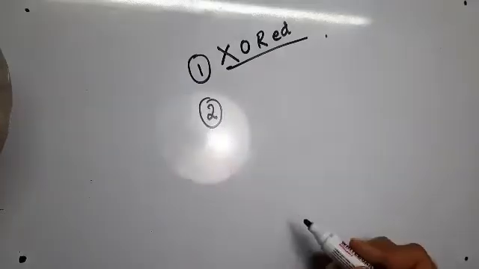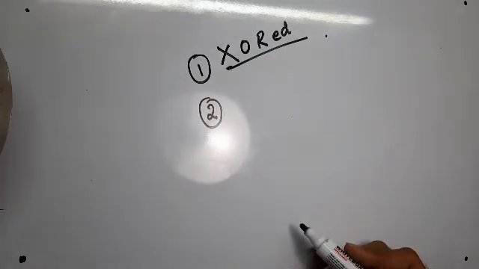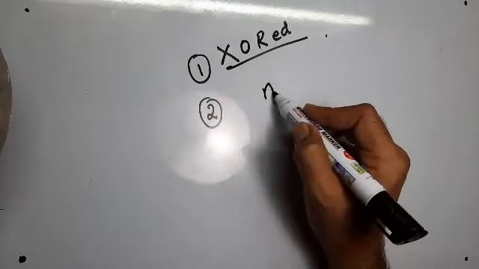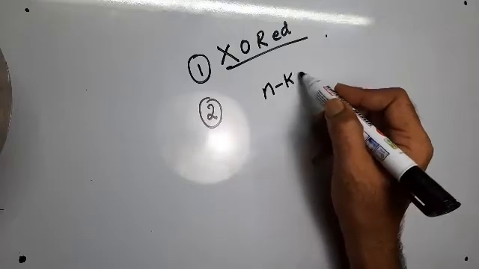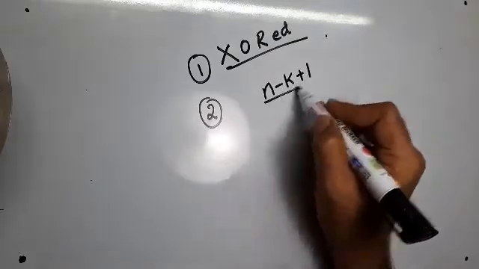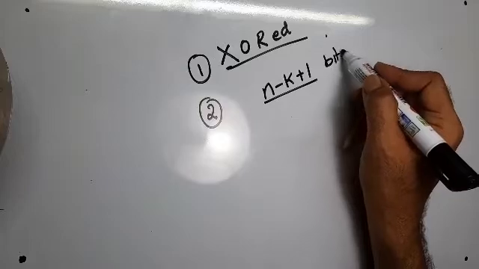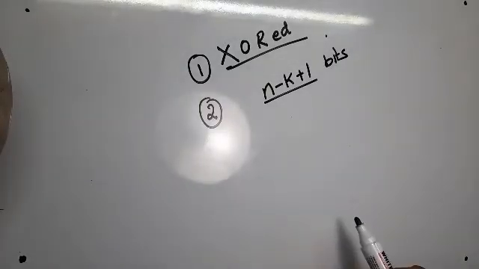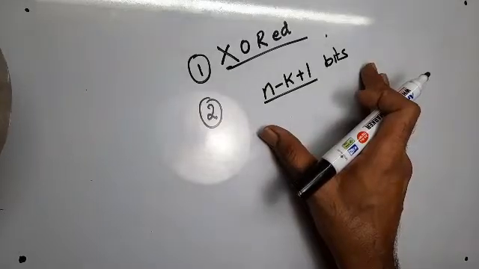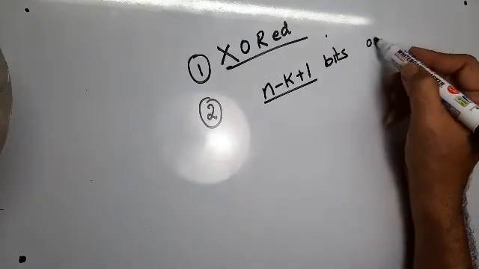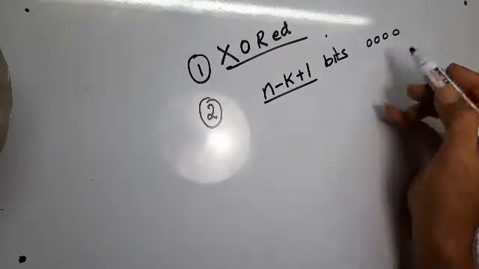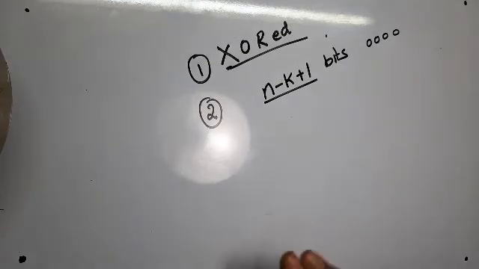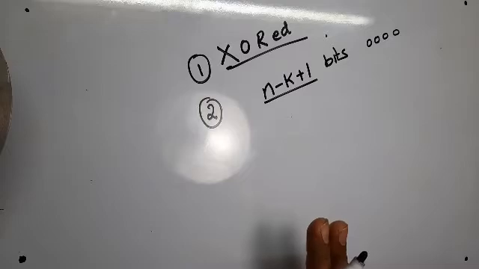The second point is that the divisor has, say, in general n minus k plus 1 bits, which are either predefined or fixed. In other words, the bits do not change from one data word to another.